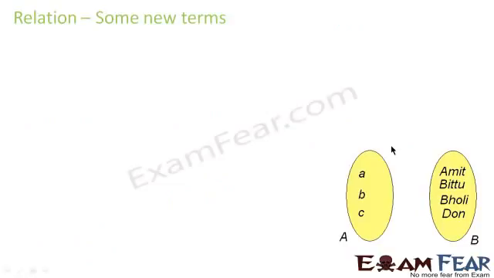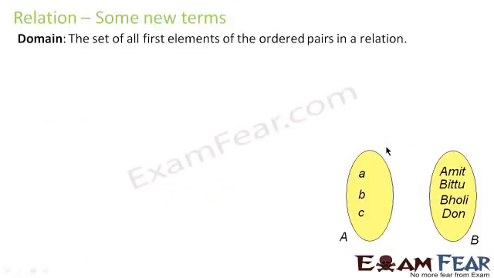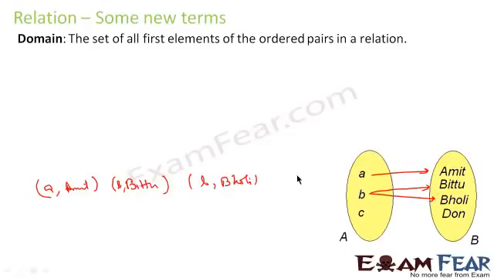Let's learn some terms in relation. There is a term called domain. Domain is the set of all first elements of the ordered pairs in the relation. For example, in this case a is going to Amit, b is going to Bittu and Bholi, and c is not going anywhere. So the relation was a comma Amit, b comma Bittu, b comma Bholi. That's it. Whatever comes as the first element of the ordered pairs is called the domain. So here, note that a and b are the domain.